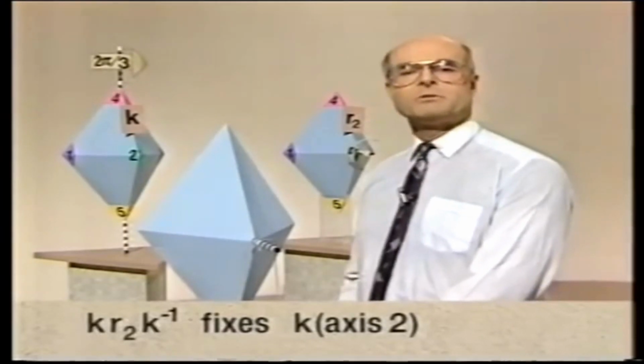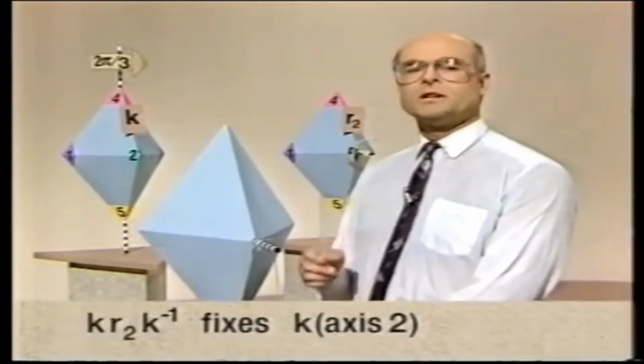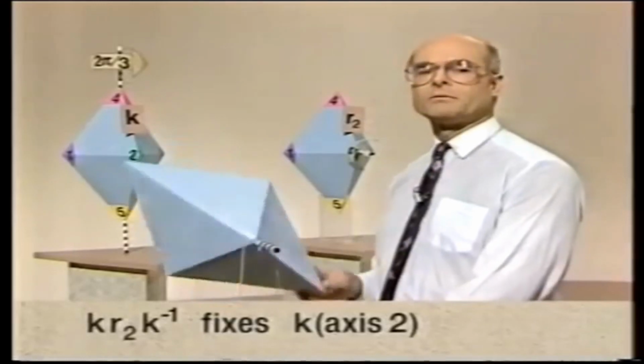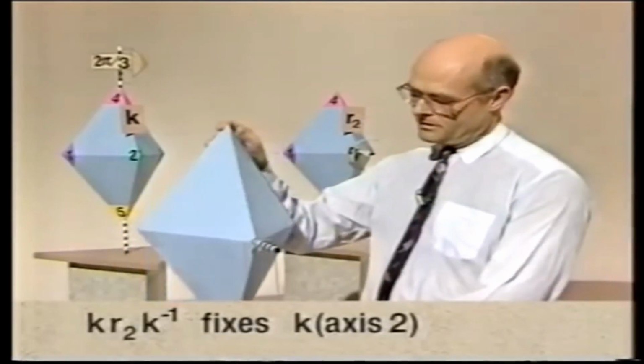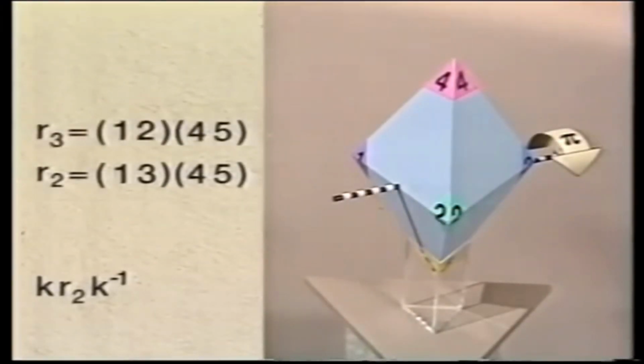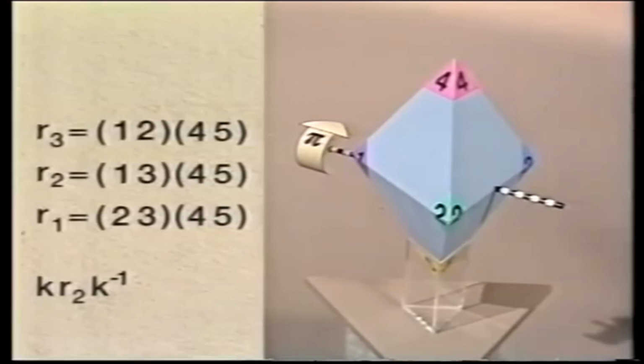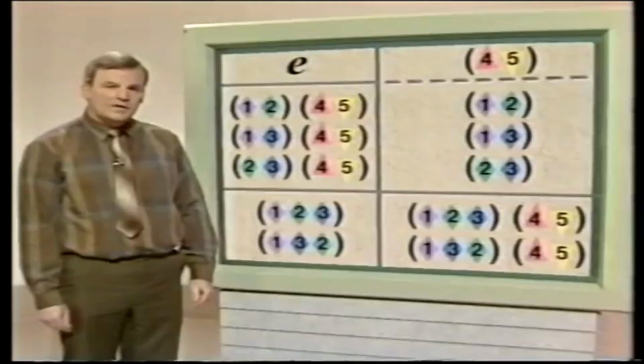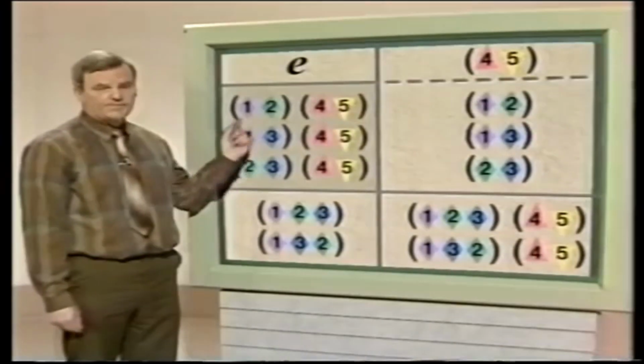But the only symmetry which fixes an axis like this is rotation through pi. So we know all the conjugates of R2. As we predicted, R2 is conjugate to itself and to the other 2 rotations of the same geometric type, and to nothing else. That confirms this conjugacy class.